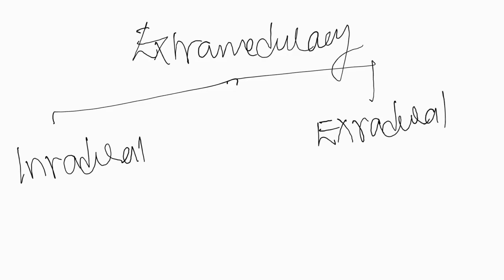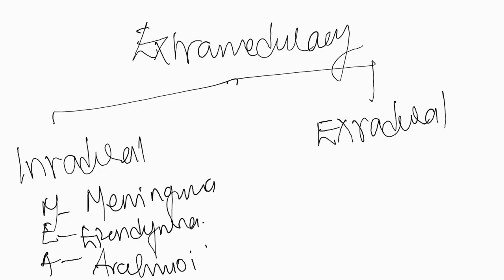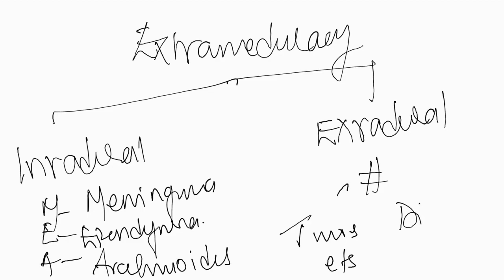What can happen intradurally? Remember a mnemonic called MIA. What are the causes? Meningioma, ependymoma, and arachnoiditis. And extradural causes can be fracture, tumor, any mets, or a disc prolapse.